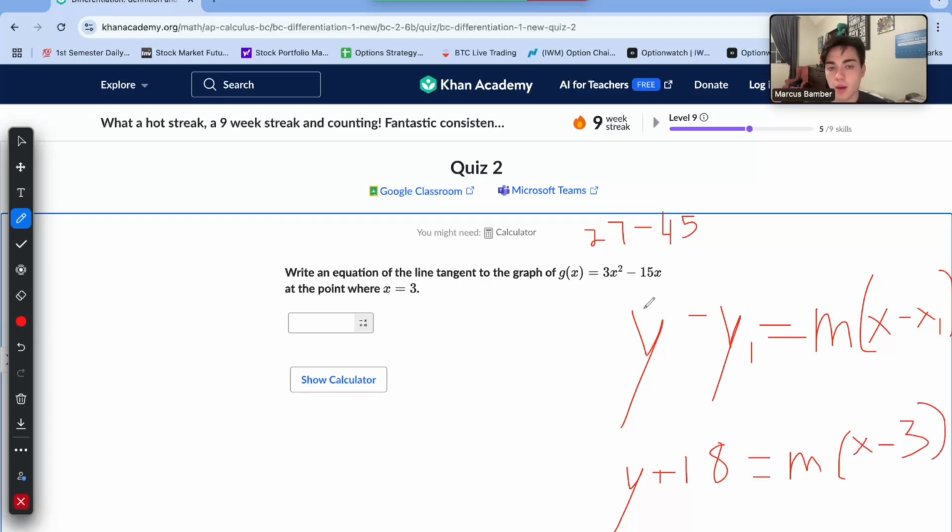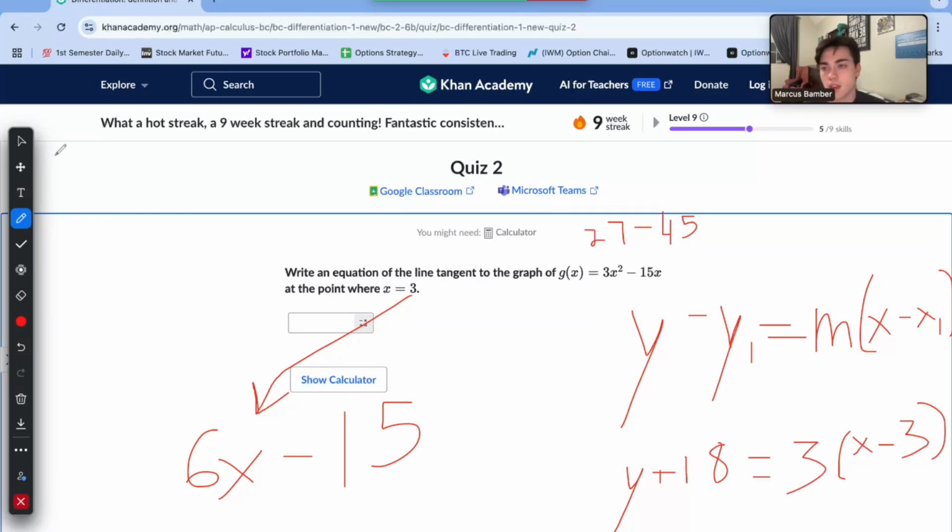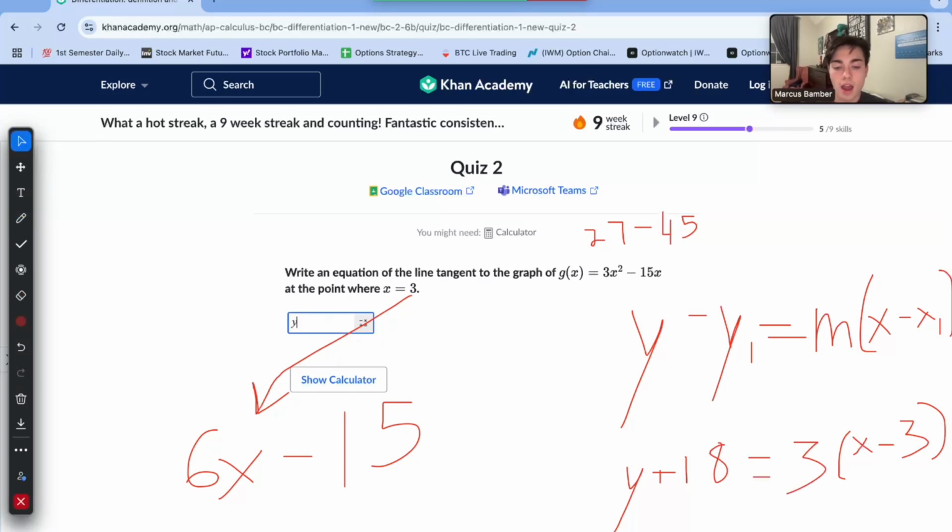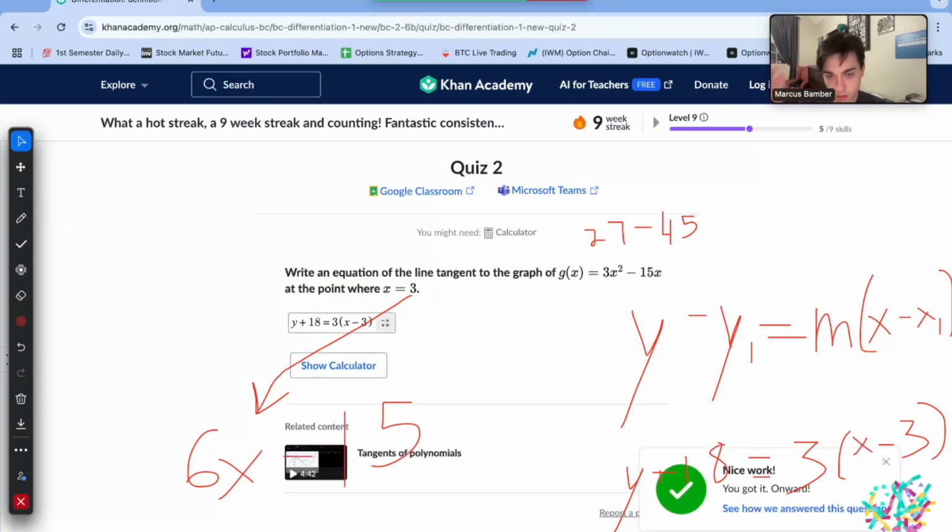Now from here, to find the m, we're going to take the derivative of g of x. We're going to use the power rule, bring down the 2, and multiply with the coefficient. We have 6x, because 2 minus 1 is 1, and then minus 15. And then we're going to substitute in 3 to find what the derivative, what the slope of the function is at that point. 3 times 6 is 18, minus 15 is 3, so m is equal to 3. So the equation of the line tangent to the graph of g of x at the point where x is equal to 3 is y plus 18 equals 3, parentheses, x minus 3.